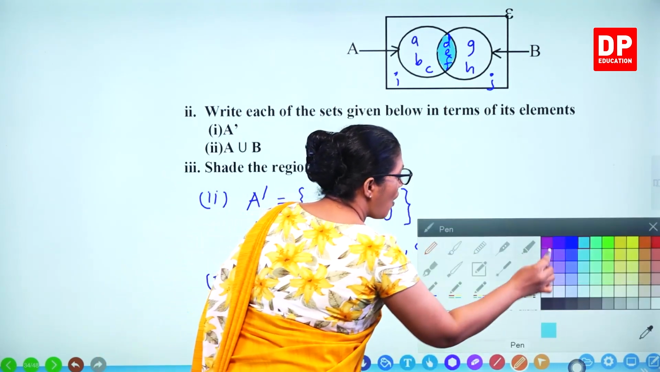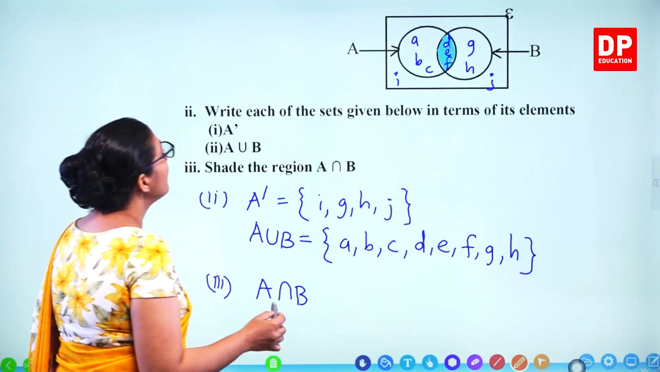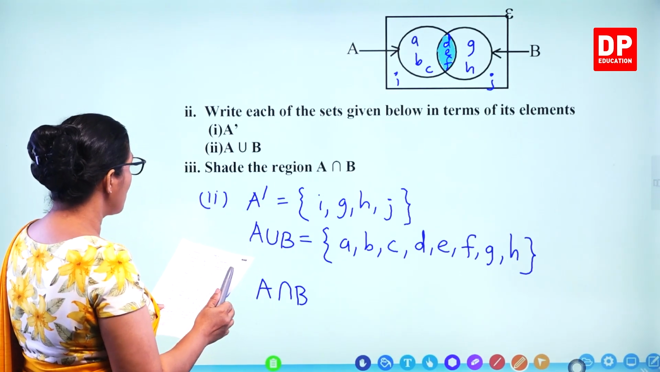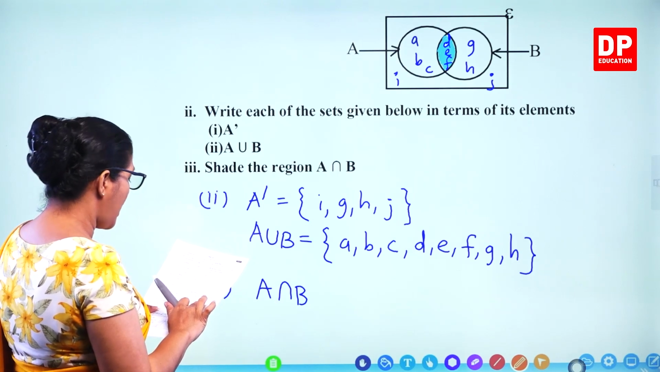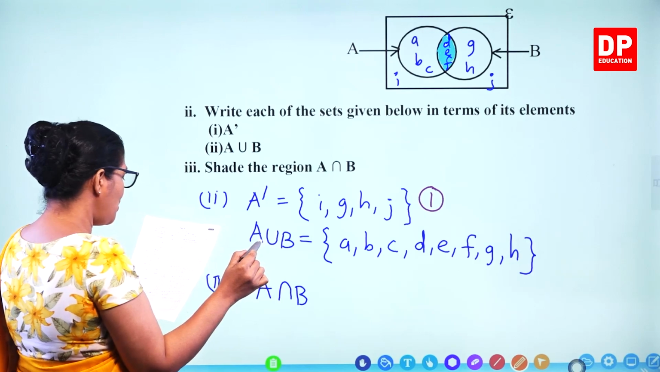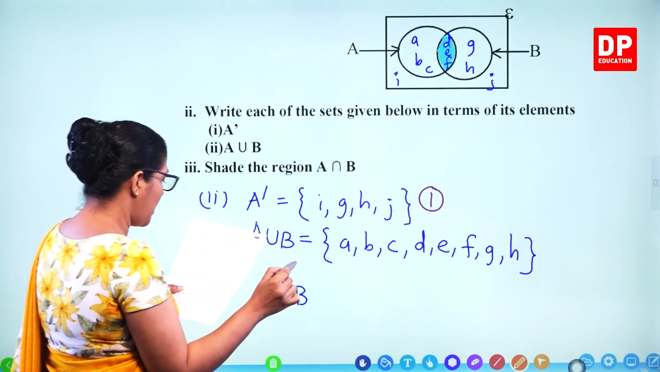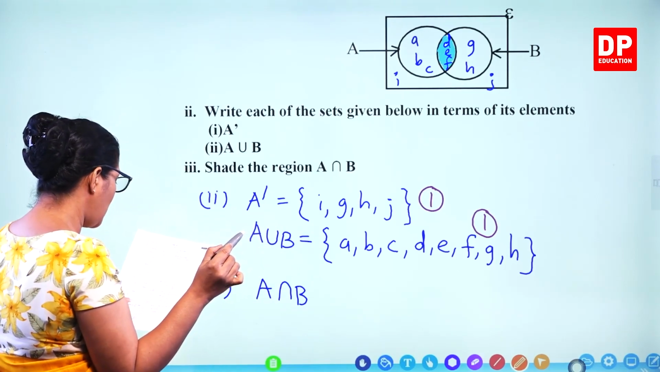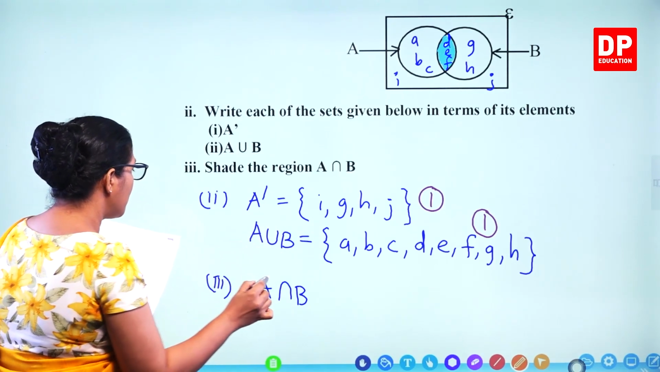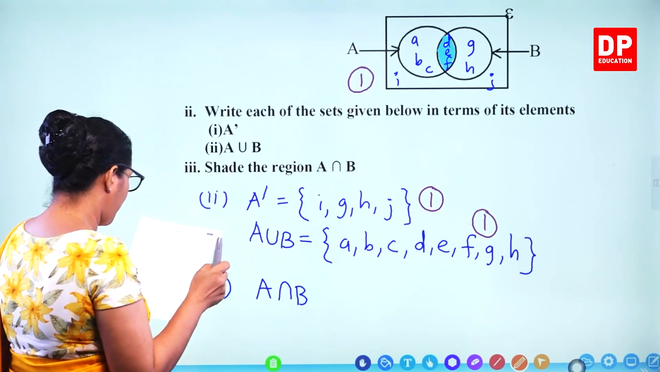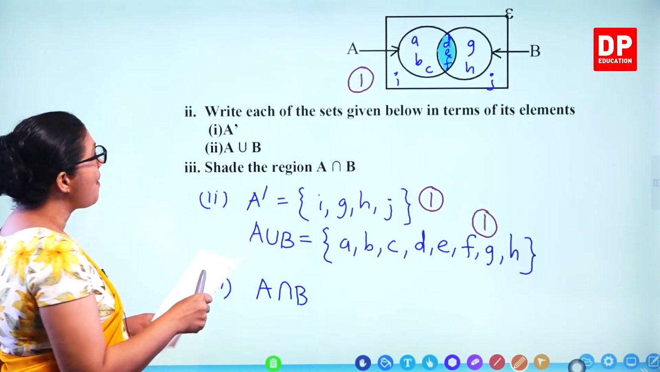So how many marks for these steps? So A dash, G, H, I, J, that's 1 mark. A union B, you get 1 mark. And shading this one, 1 mark. So 3 marks for that step. And let's take the B part.